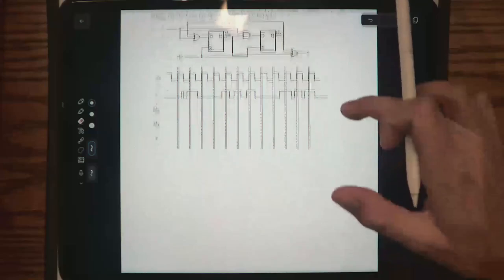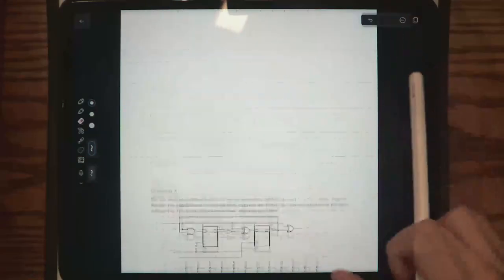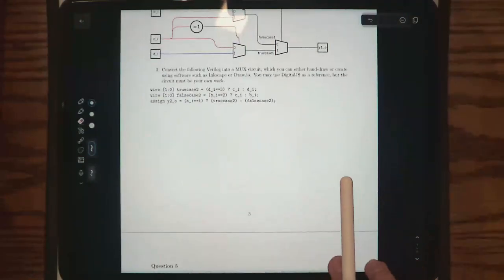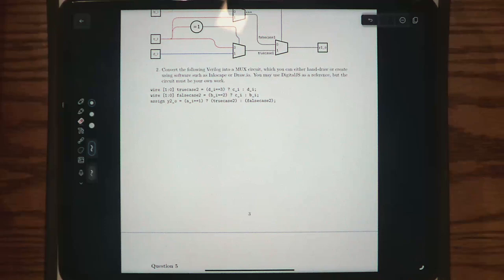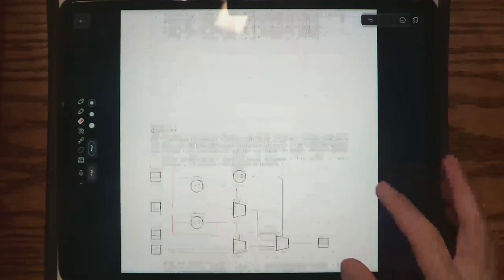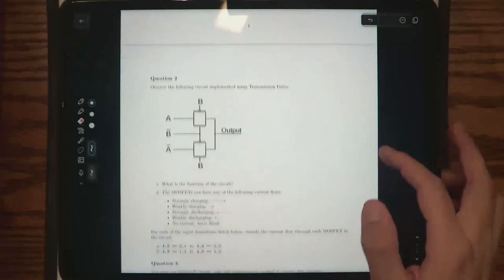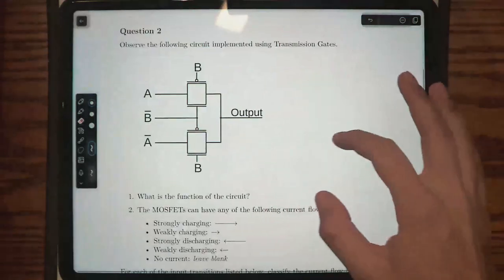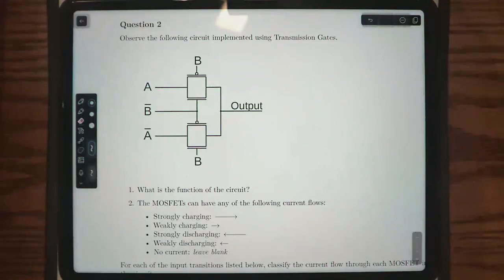Okay, has anyone started the homework? Question? I was interested in the charging one. The transmission gate question? Yeah, sure. Did other people have questions about this?